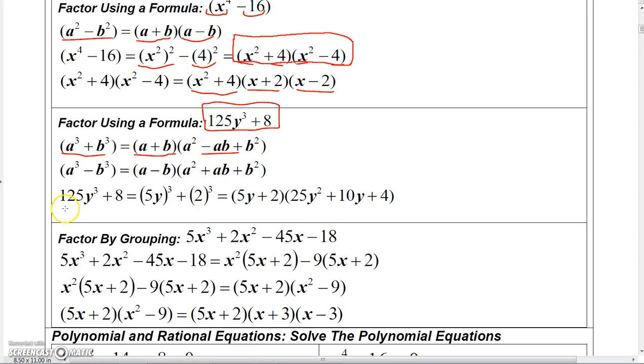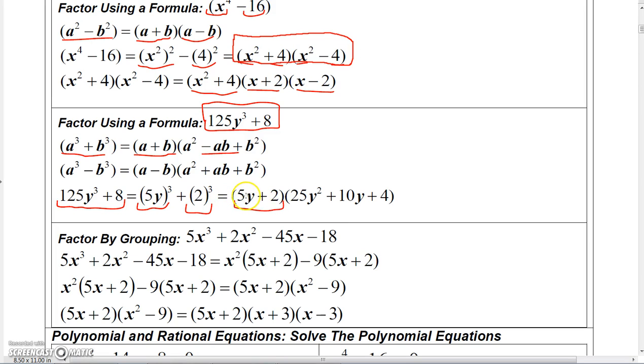Alright, so let me see if I can show you here. Now you don't have to do this second step, but I'm going to show you. I'm just showing you that this is the same as 5y quantity cubed plus 2 cubed. So 5y is the a in this formula and 2 is the b. So if I do a plus b, then I would have 5y plus 2.